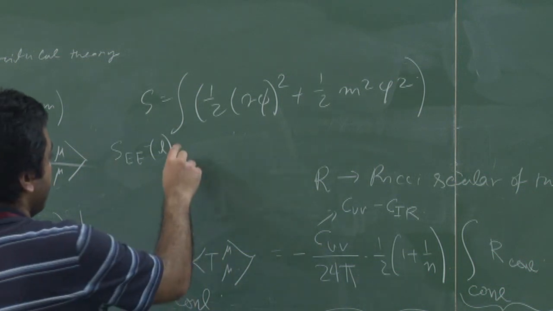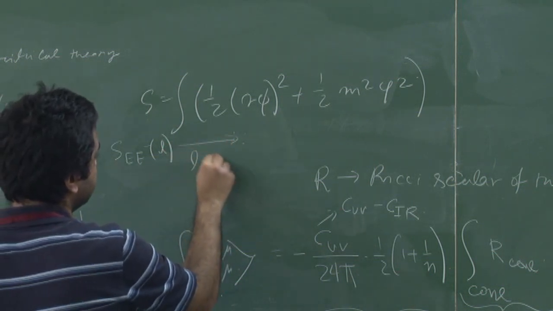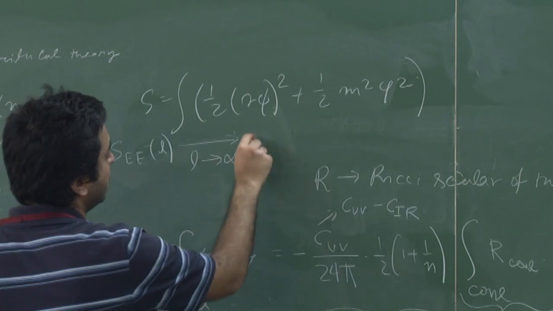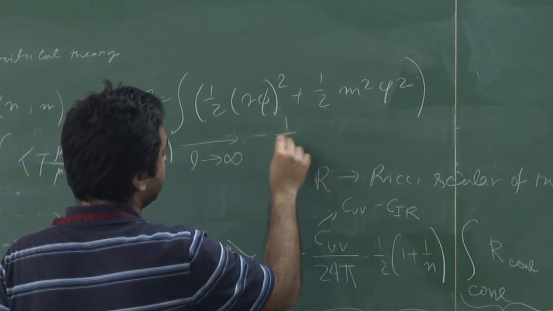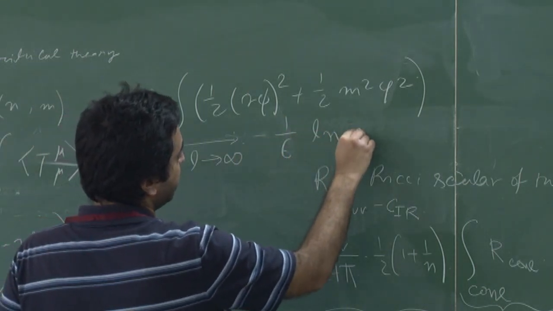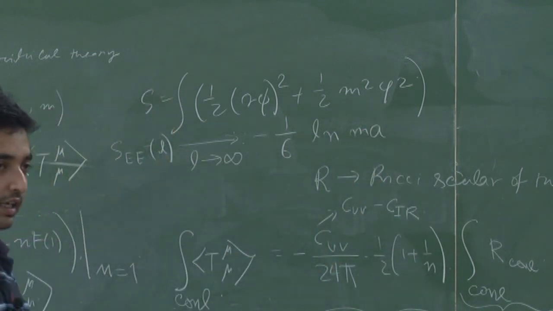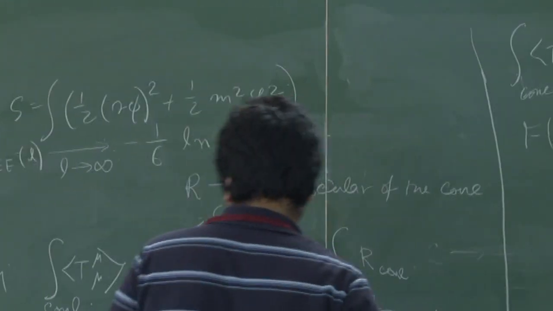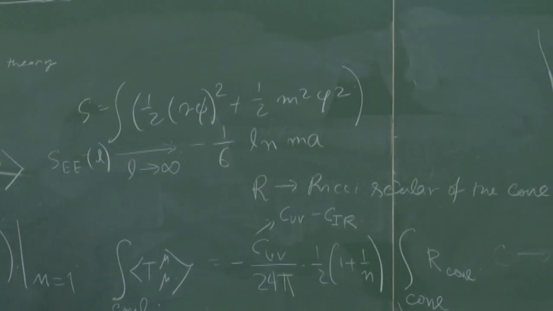Okay, and the thing is that as L goes to infinity, since it's a C equal to 1 theory, what you get is minus 1/6 log m times A. I mean, that can also be checked explicitly. Okay, so that's the story of the 2 dimension.